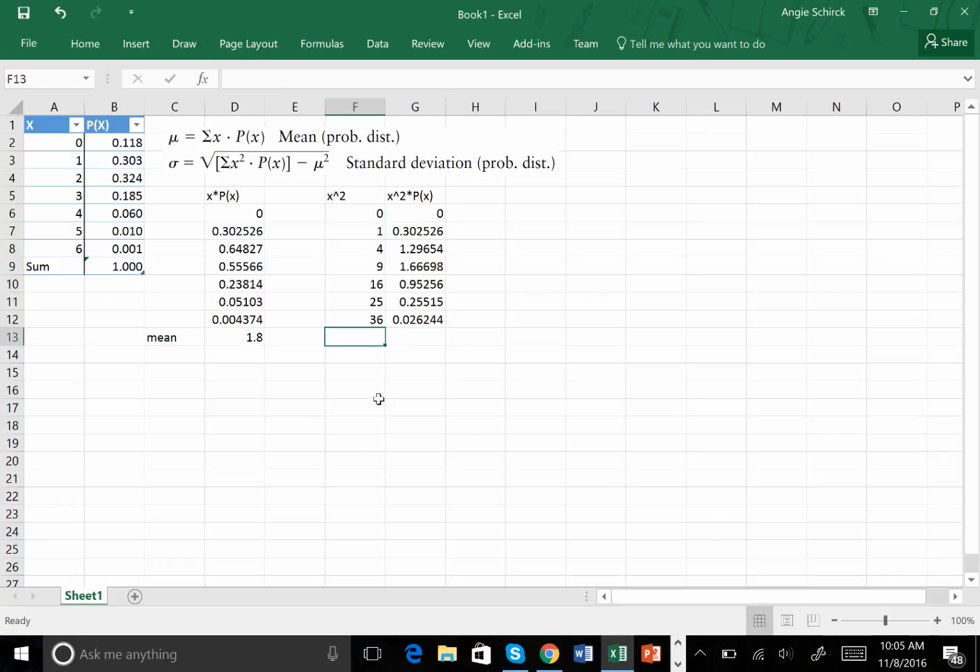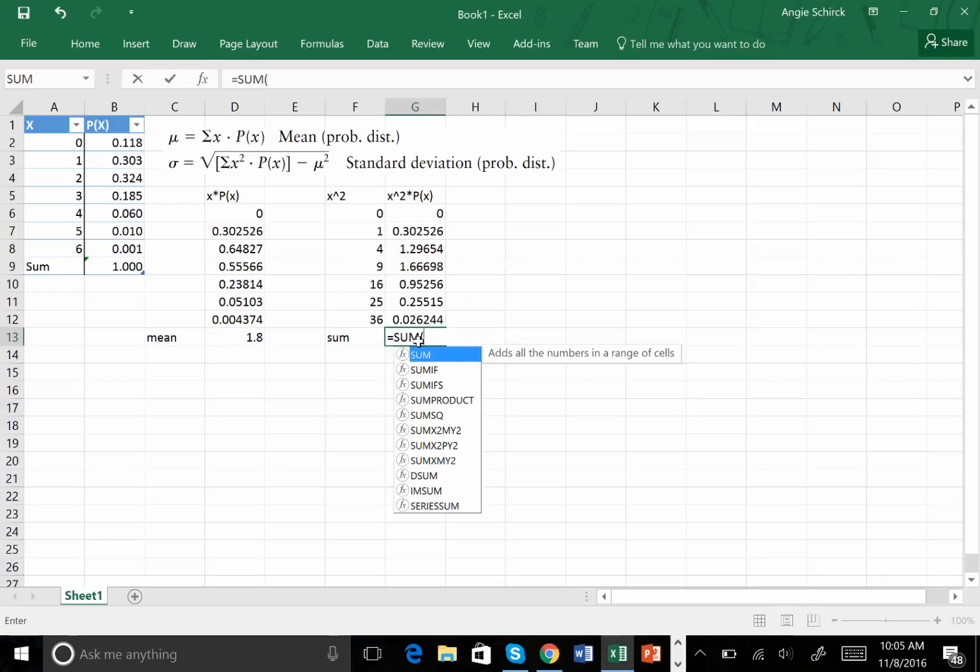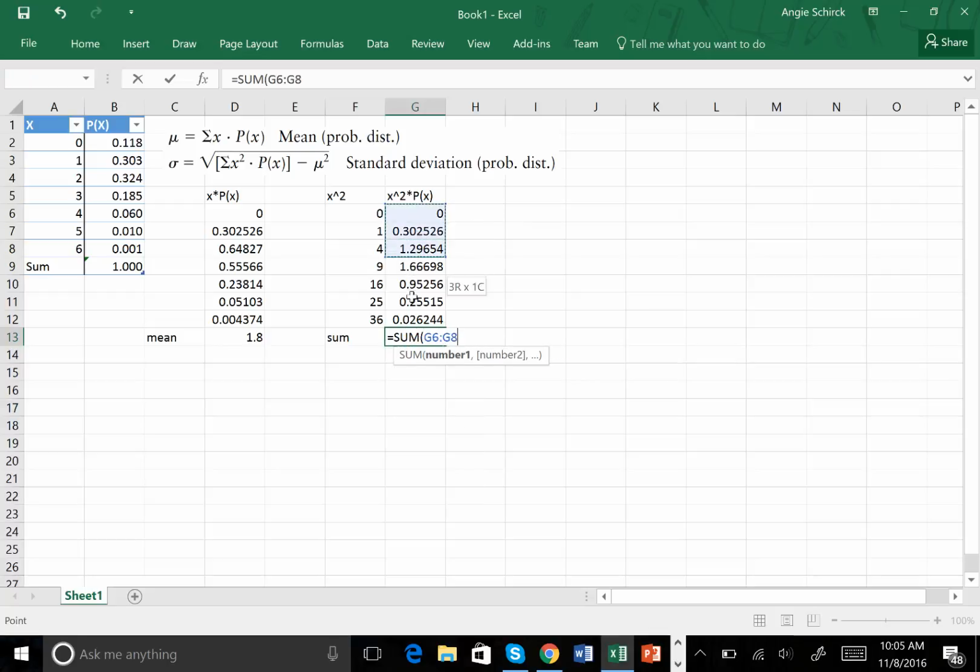And now I need the sum of the x squared times p of x. So equals sum of the x squared times p of x. So I'll select all of those, and there's my sum. Also, I need my mean squared in the formula. So my mean squared, which is in this formula here, is equal to this value, 1.8 squared.